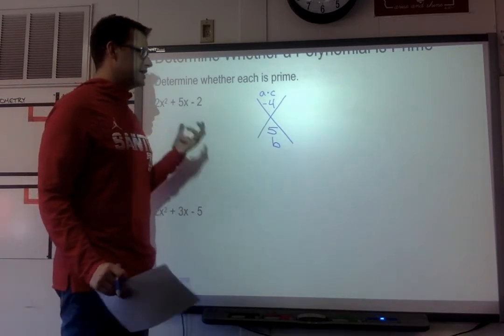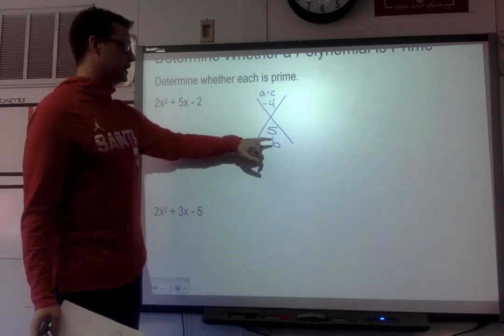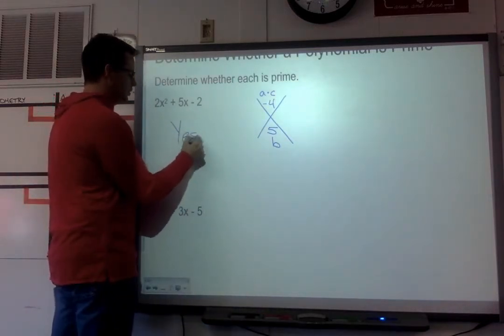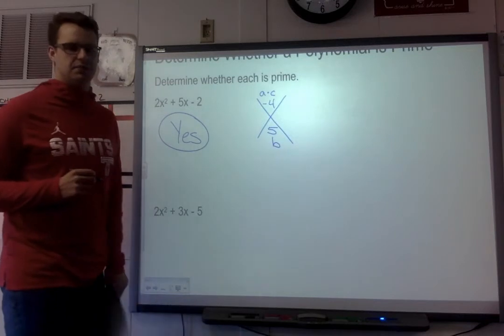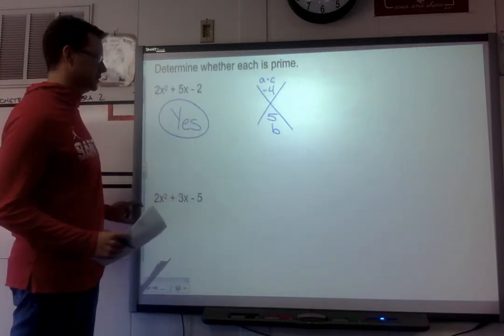So in this case, we can't come up with two numbers that multiply to -4 and add to 5. So that means we would say, yes, this is a prime polynomial. And that's all you have to do there.